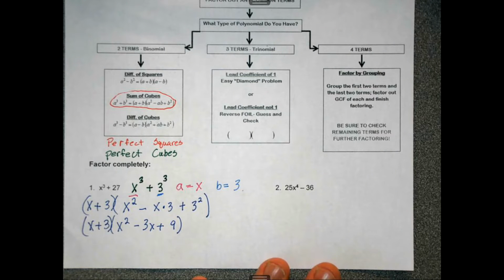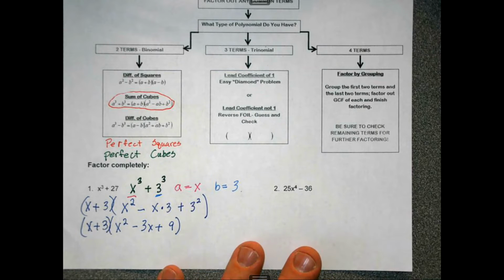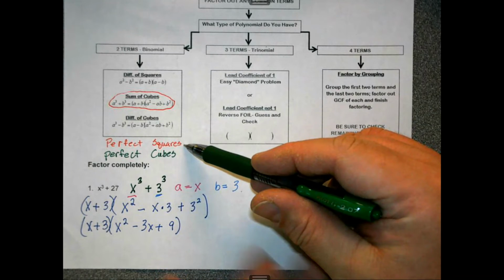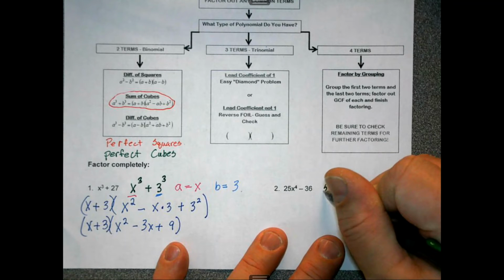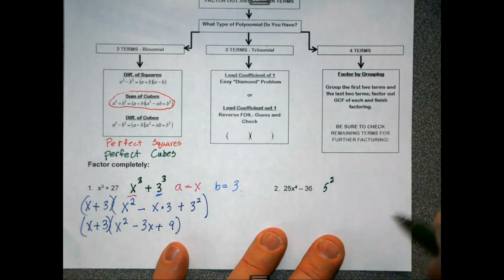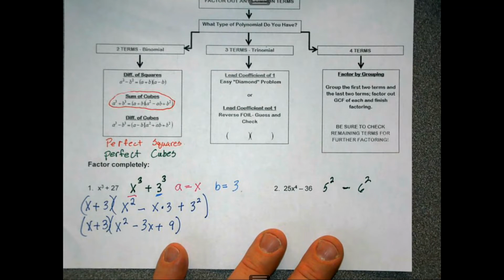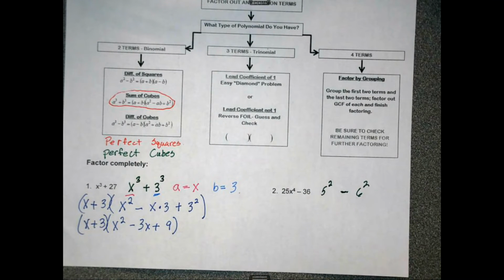All right, number 2. I know 25 and 36 are perfect squares. 25 is 5 squared. 36 is 6 squared. What about this x to the fourth? Is there any way I can write that where it's squared?